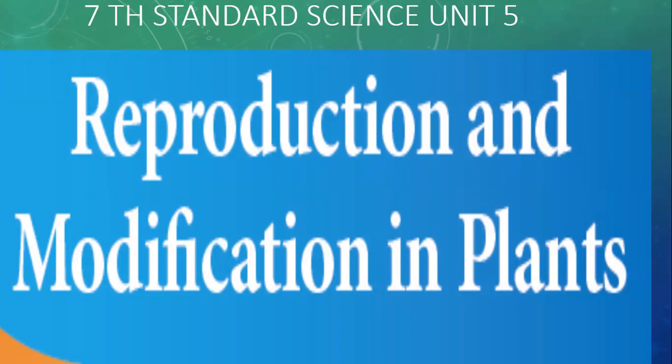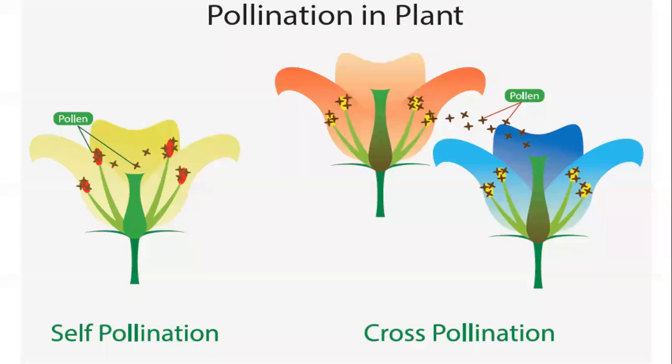Reproduction and modifications of plants. What is the meaning of reproduction? Reproduction is one of the biological processes, like nutrition, digestion, excretion. All the plants and animals reproduce and produce new young ones in the world. Plants reproduce through pollination and fertilization, the process to produce new young ones, a new plant.